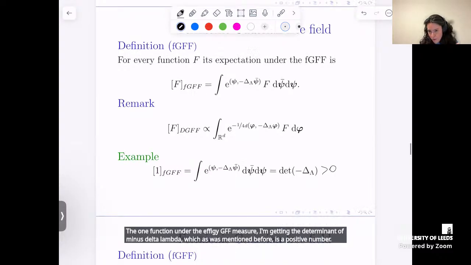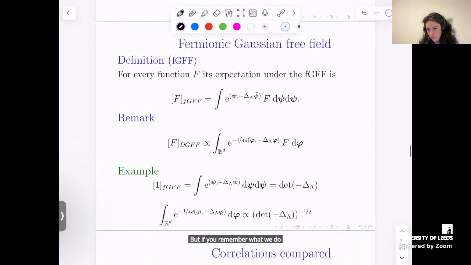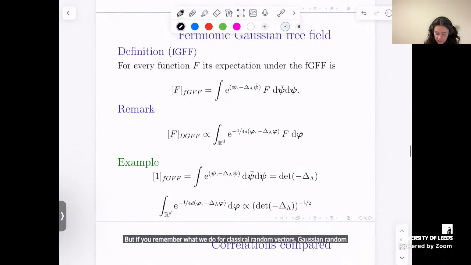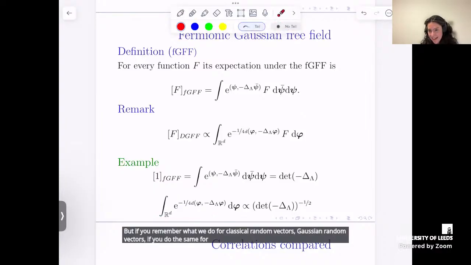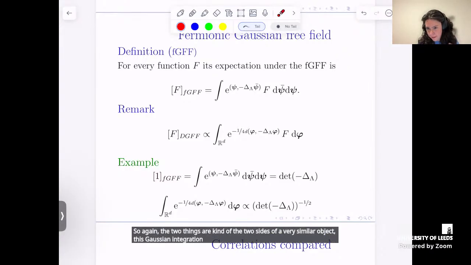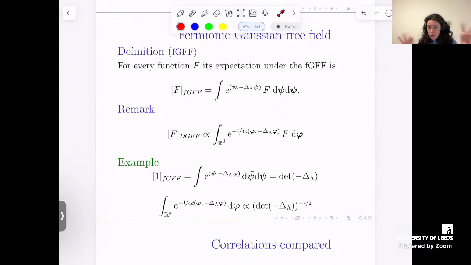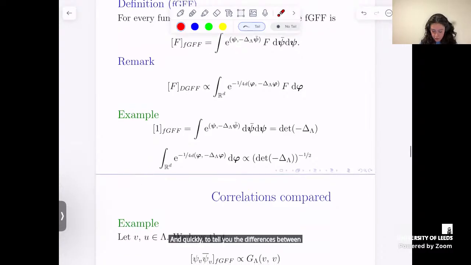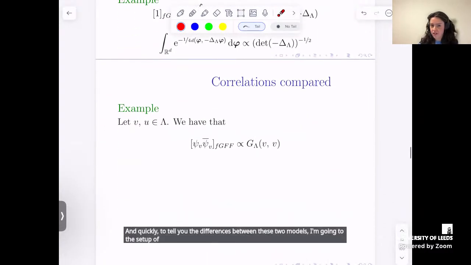But if you remember what we do for classical Gaussian random vectors, if you do the same for a Gaussian measure, what you obtain, up to a universal constant like square root of 2 pi, whatever I'm forgetting about, is the same determinant, but to the power minus a half. So again, the two things are two sides of a very similar object, this Gaussian integration that I'm trying to implement. And quickly, to tell you the differences between these two models, I'm going to the setup of, for example, correlations.